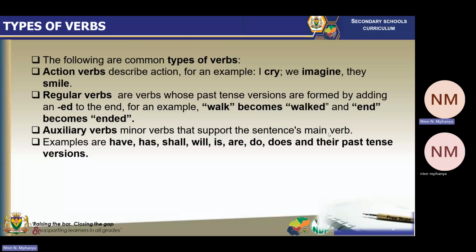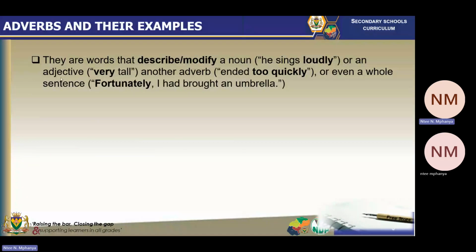Let's go to adverbs. What are adverbs? They are words that describe or modify a verb. For example, he sings loudly. And adjectives, he is very tall. Another adverb, ended too quickly, or even a whole sentence. Fortunately, I had brought an umbrella.